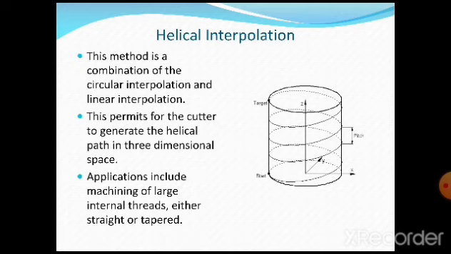You see the formation of the curves inside curves. That means we need to control the X axis, Y axis, and Z axis. That is why it is a combination of straight and circular, that is linear and circular interpolation. This permits the cutter to generate the helical path in 3-dimensional space. That means if these axes are controlled by the interpolator as per the programming instructions, then it is possible to generate such a helical type of cutting operation.